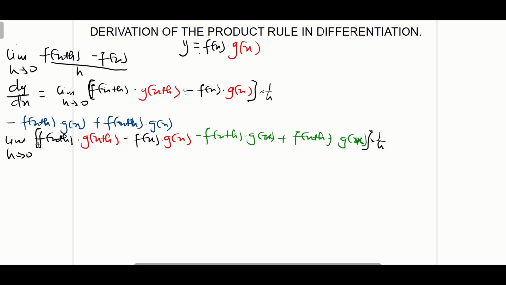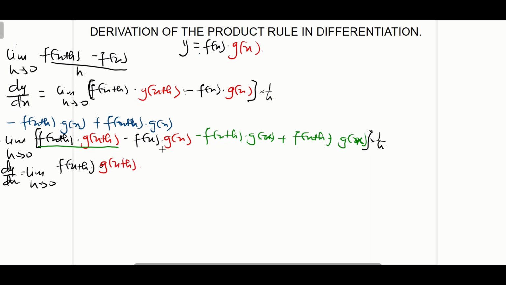So here we can rearrange the terms, where we are going to have this term first: f of x plus h multiplying g of x plus h. We are still following dy/dx, so dy/dx is going to be equal to the limit as h approaches 0. Up here we now have f of x plus h multiplying g of x plus h.